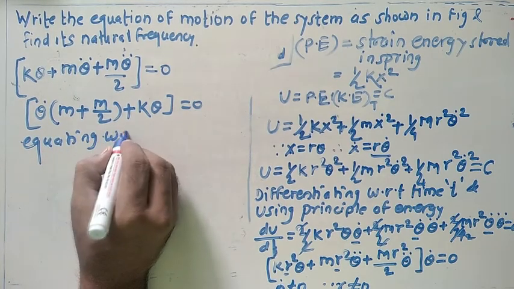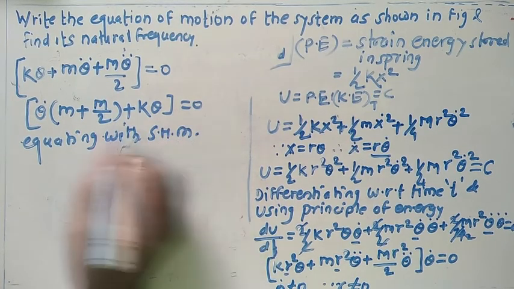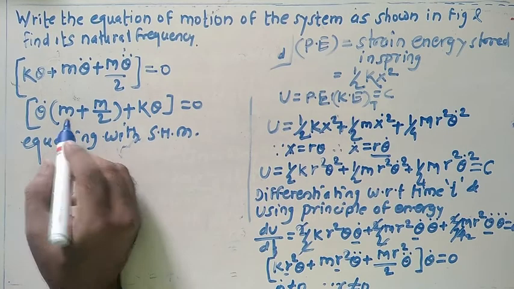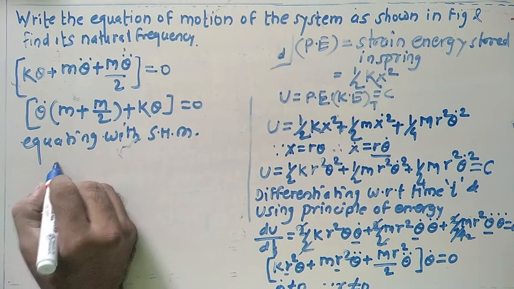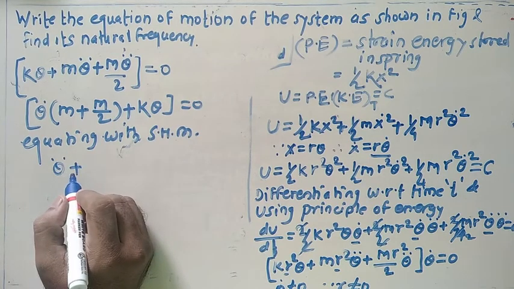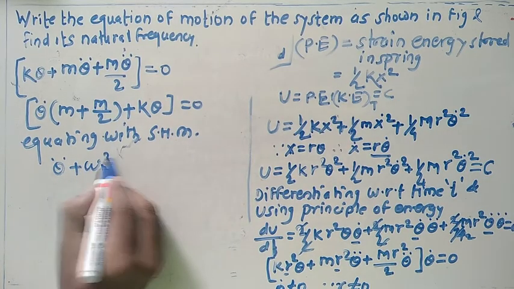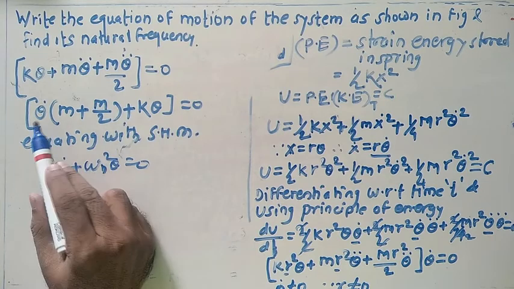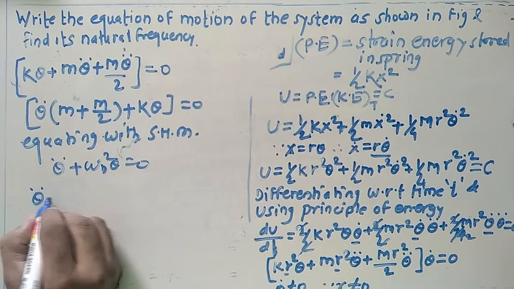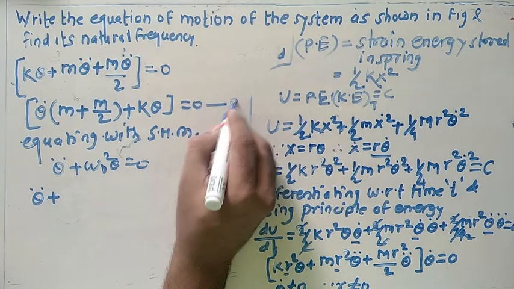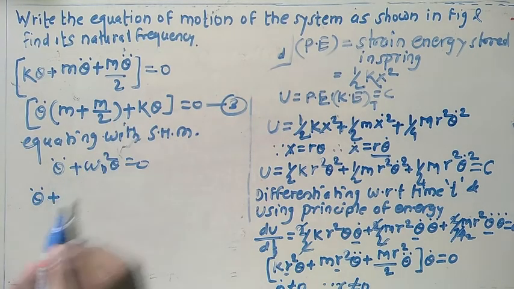Equating with the simple harmonic motion equation. We know the simple harmonic equation of motion is theta double dot plus omega n square into theta equals 0. If we compare this equation, before that you need to again modify equation number 3, which is here. Modify equation number 3 in such a way that we can compare this equation with this equation.